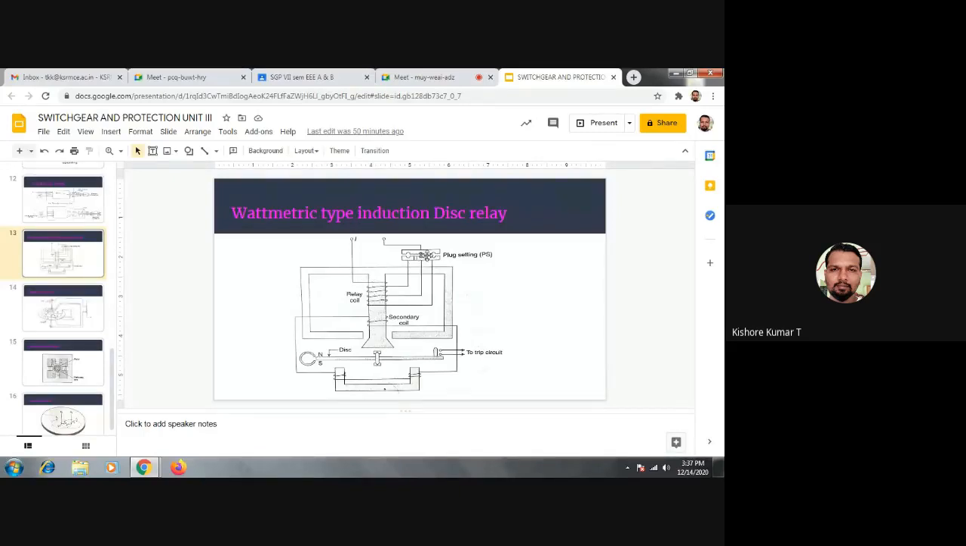So there is a plug setting. I will discuss this plug setting later. Based on the current measuring capability or the operating current requirement, we will set the plug.